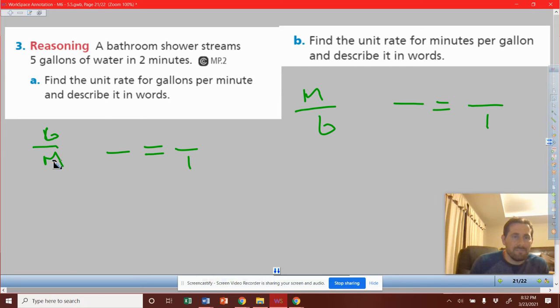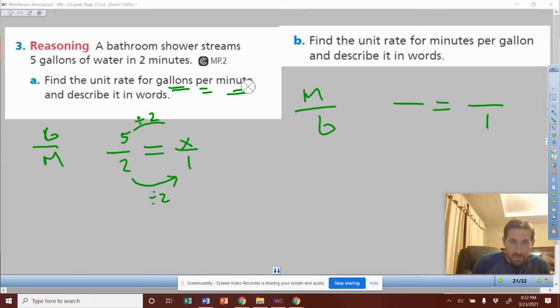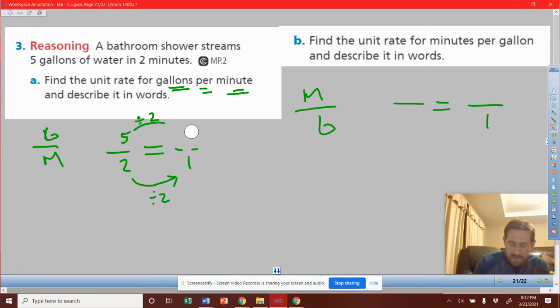So we want gallons per minute in this first one, and I just know that by reading gallons per minute, and I put it in the order. All right, so gallons is 5 gallons, and it happens every 2 minutes. So what did we do to 2 to turn it into 1? We divided it by 2. So what are you going to do to 5 to turn it into our unknown variable? 5 divided by 2. So 5 divided by 2 is 2.5. So we get our mystery number to be 2.5.